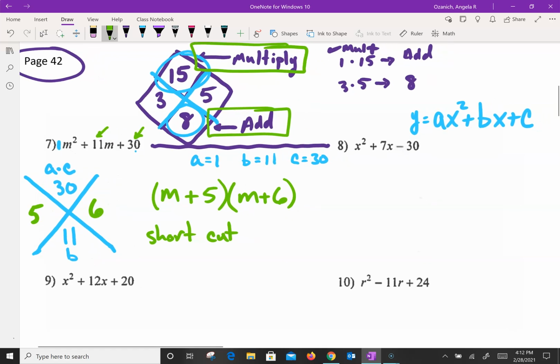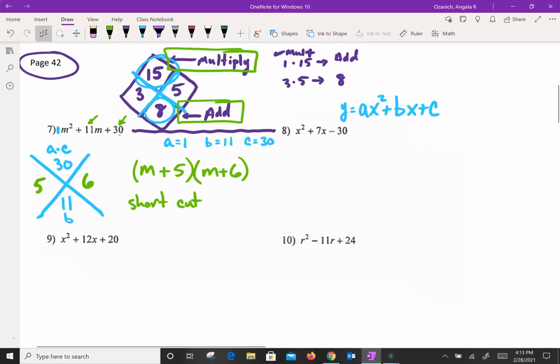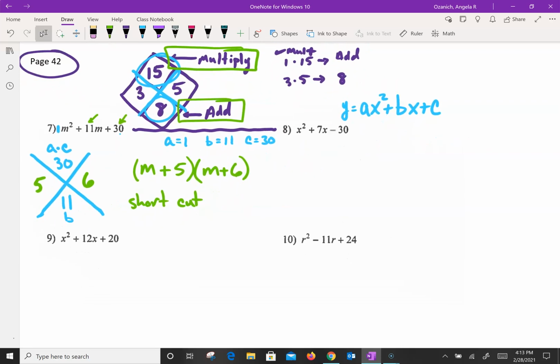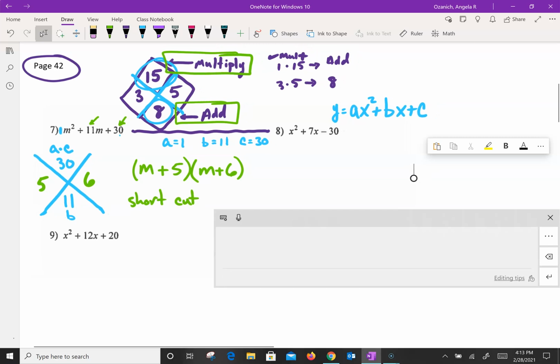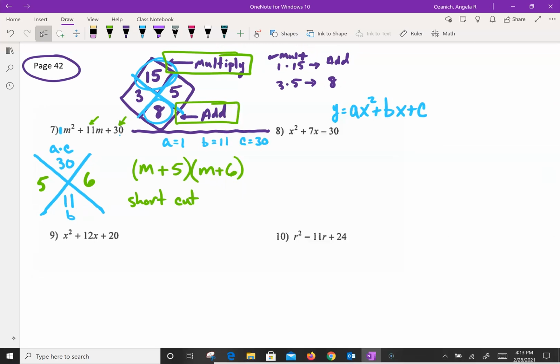And I'm going to reduce the size on this a little bit so we have a little extra room over here. Okay. Let's get rid of that. Okay, so we're going to do the same thing. We're going to build our baseball diamond here, right? We're going to identify our values of A, B, and C.